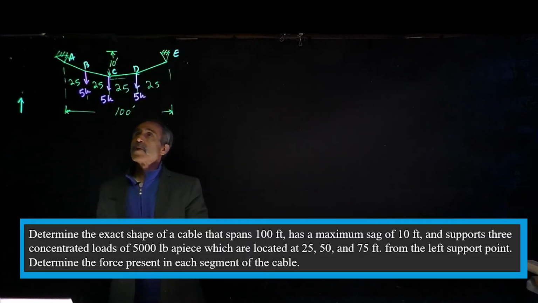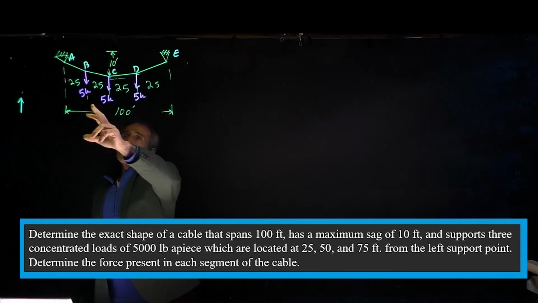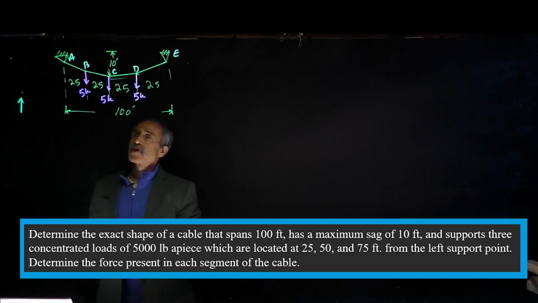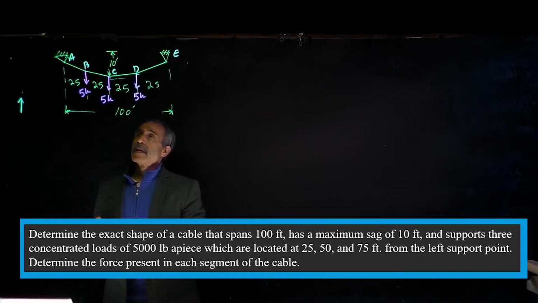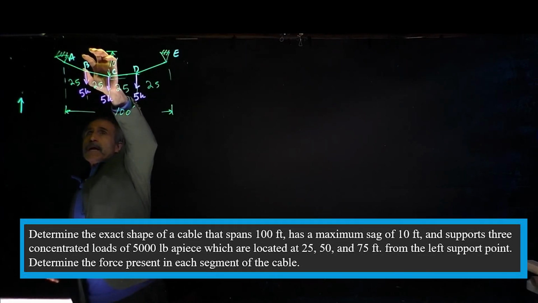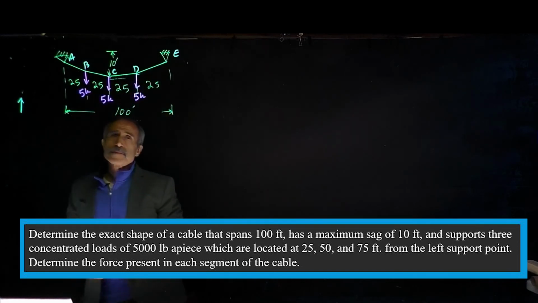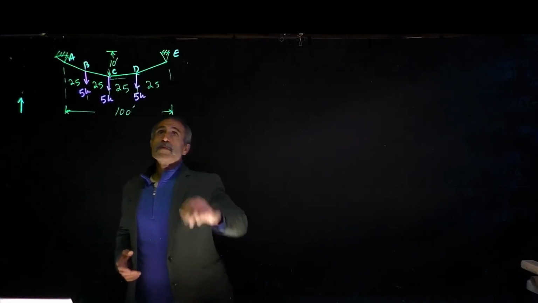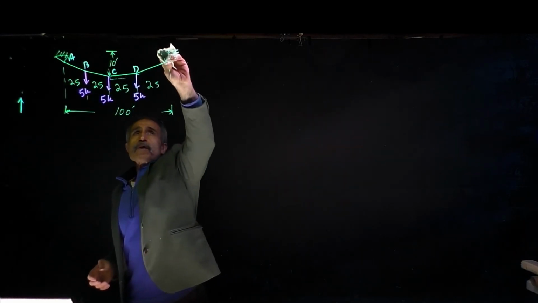Okay, our second problem is we have this cable here, and it's pinned on both ends, supporting a 5 kip load at a 25 foot interval at the center, like this shown. What we'd like to know is the exact shape of the cable. For example, how much it's sagging here, what this angle is here, and the forces in each one of these sections. So the first thing we're going to do, because the cable is pinned on both ends, is idealize it and replace the pins with forces.